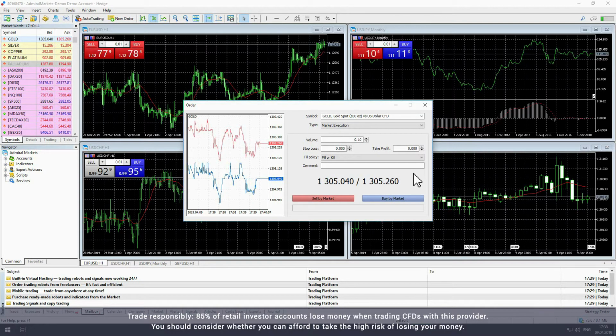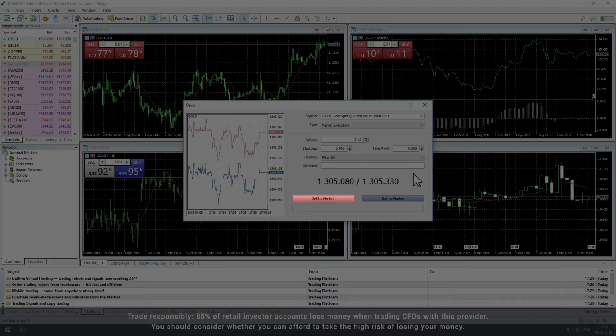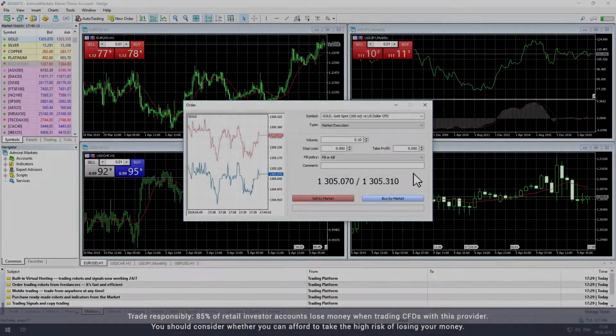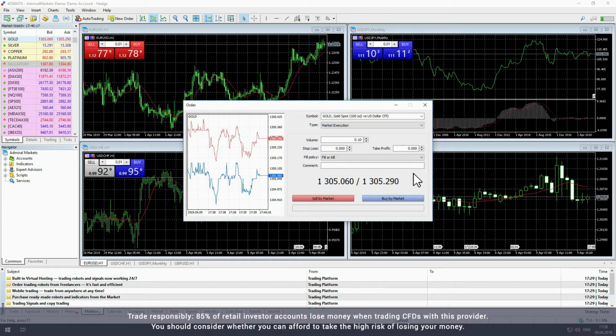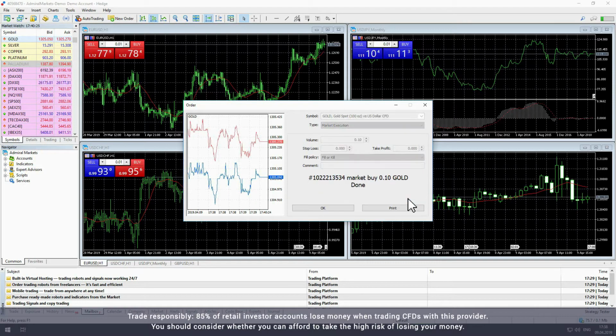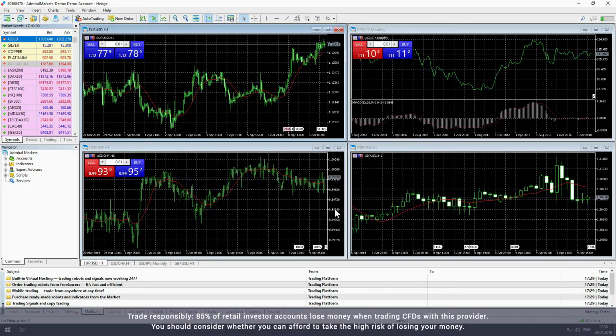Once you've set your preferences, you can then choose to sell by market or buy by market. If you think the price of an instrument will go down, you would open a sell trade, and if you think the price will increase, you would open a buy trade. Here we will open a buy trade. Once you have placed your order, it will be confirmed in the same window.